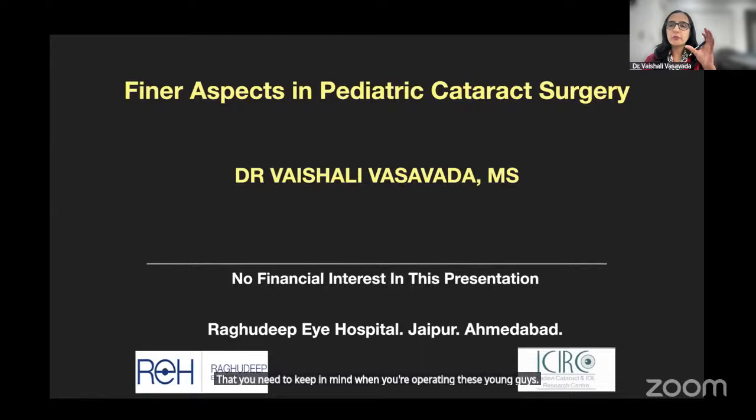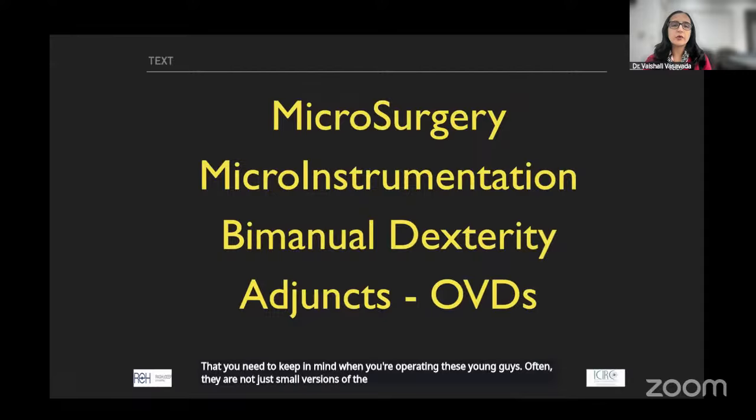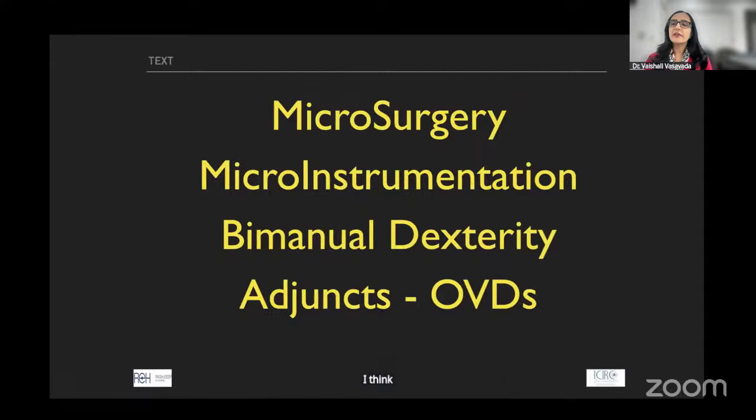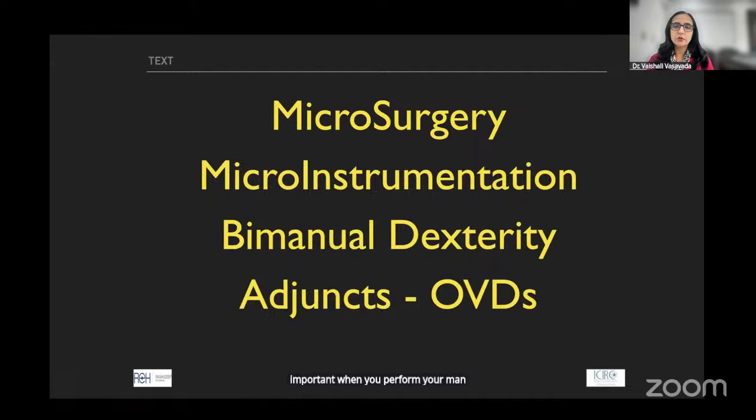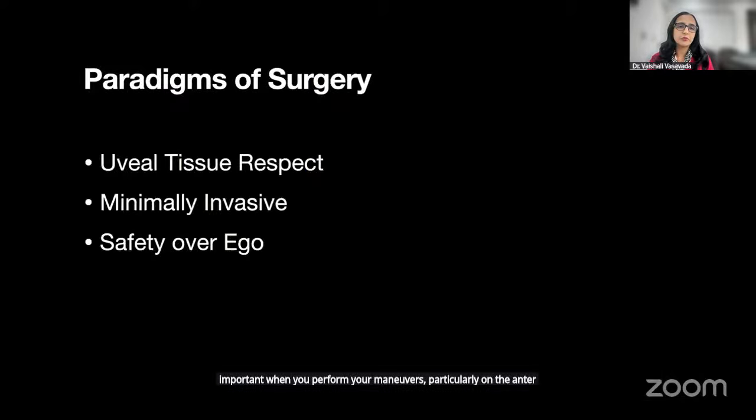Often they are not just small versions of the adult eye. Like with any surgery, the main principles still remain. Even in pediatric surgery, micro instrumentation and microsurgical maneuvers apply. What is different from an adult standard Phaco is that you need very good bimanual dexterity, and the role of adjuncts such as ophthalmic viscosurgical devices also becomes important when you perform your maneuvers, particularly on the anterior and posterior capsules.